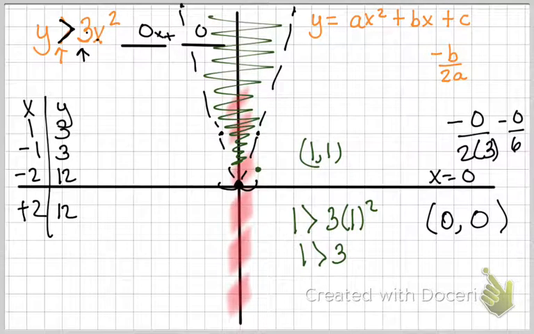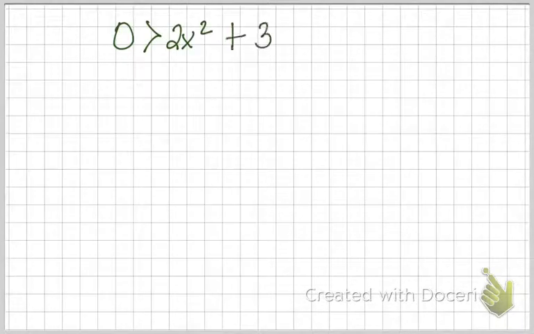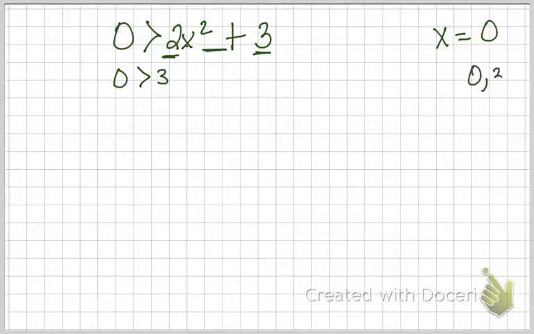All right, so the other one that you sent me was 0 is greater than 2x squared plus 3. So again, I have an A, I do not have a B, and I have a C. Well, if I don't have a B, automatically I know my axis of symmetry is at x equals 0. So now I'm going to plug in to try to find my vertex. If I plug in 0 into here, 0 squared is 0 times 2 is 0 plus 3. That means 0 is greater than 3. So that means my vertex is at 0, 3.